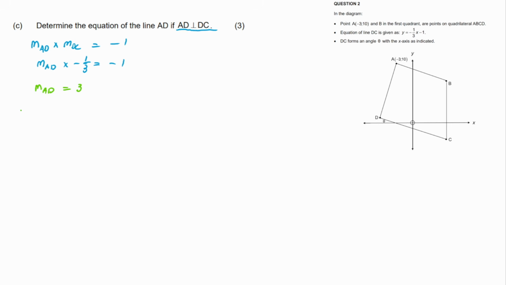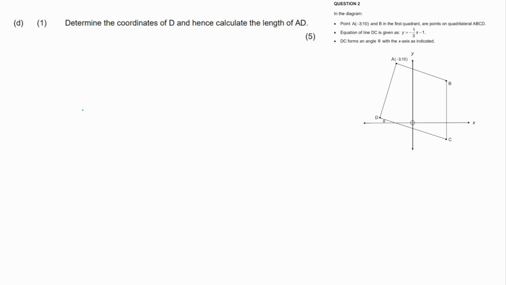Then just like before, we substitute a point, and we're just going to substitute the same point, using this formula. I'll write it again for us. So y minus 10 is equal to our gradient, now 3, times x minus x1, and our x1 is minus 3. So minus minus 3 gives us plus 3. So we get y is equal to 3x plus 19. That's our final answer. So this is the equation for AD.